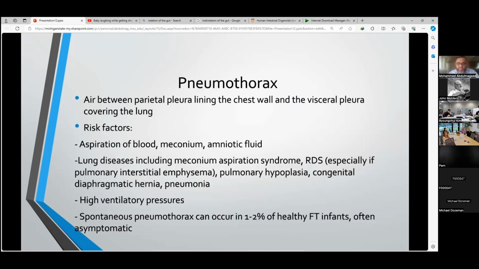So, pneumothorax. I know everybody knows about pneumothorax, but I'm just talking from the point of view of pediatrics or neonatology. It is air between the parietal pleura, lining the chest wall, and the visceral pleura. Risk factors are aspiration of blood, meconium, and amniotic fluid. Lung diseases that can lead to pneumothorax include meconium aspiration syndrome, RDS, pulmonary hypoplasia, congenital diaphragmatic hernia, and pneumonia. The main reason for pneumothorax in infants, especially neonates, is high ventilator pressure.